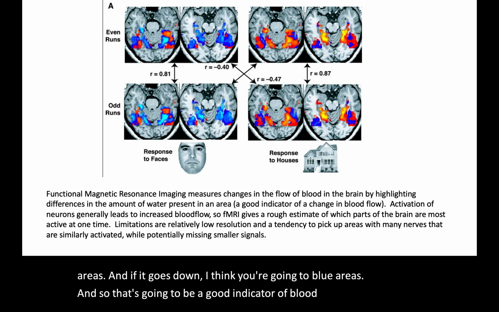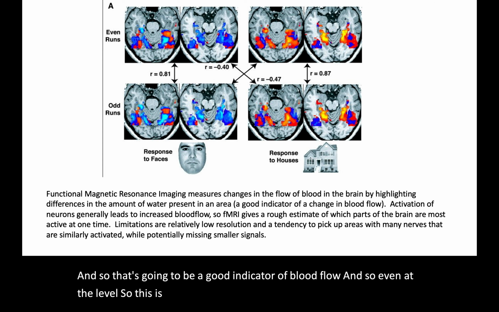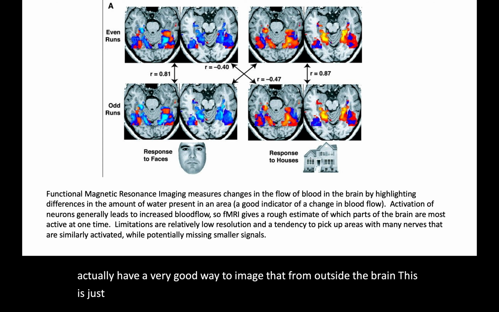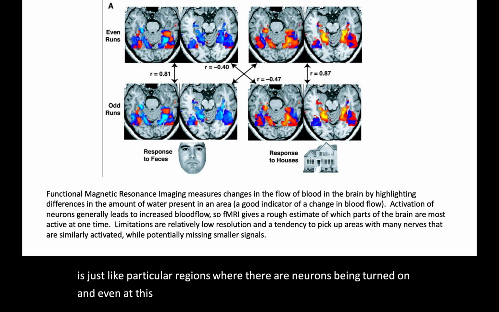So this is not the level of actual neurons firing. They don't actually have a very good way to image that from outside the brain. This is just particular regions where there are neurons being turned on. And even at this extremely crude scale, you can still see some interesting things.